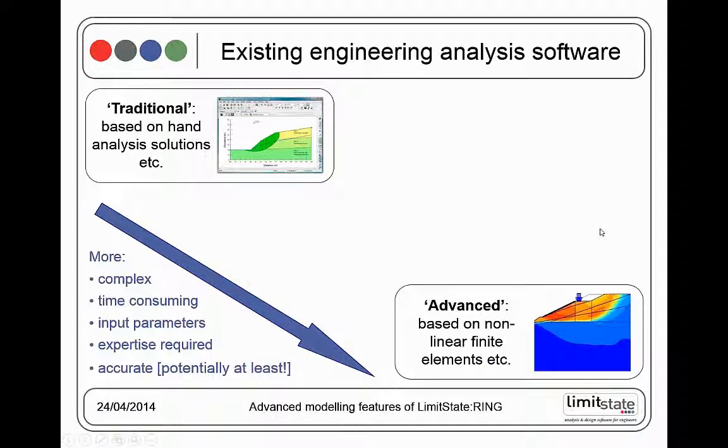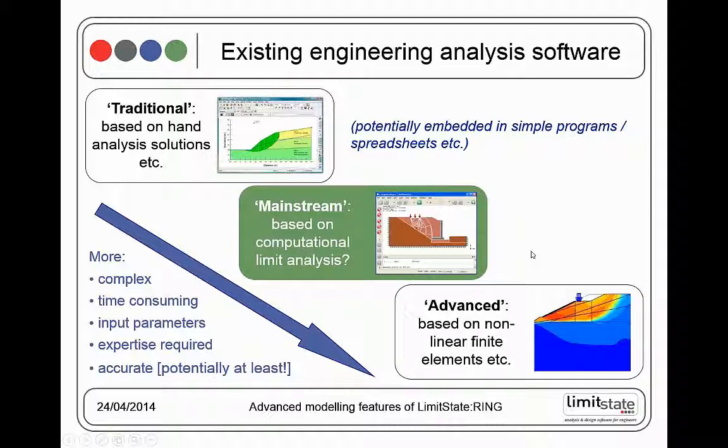So just a quick view of where we are in the vast array of engineering analysis software tools. Really, we can categorize most tools as either being a traditional tool, in other words, an automated hand calculation tool, potentially embedded in a simple program or spreadsheet, or at the other extreme, an advanced tool which might use non-linear finite elements, discrete elements, or other advanced numerical methods. We've identified a gap which we think we can fill with what we're calling computational limit analysis tools.